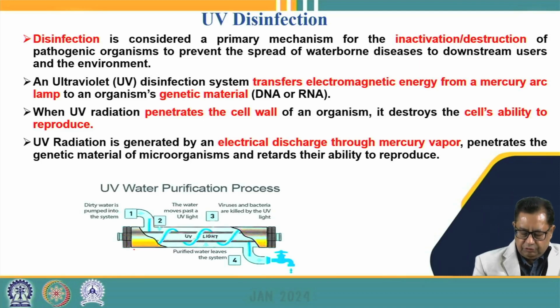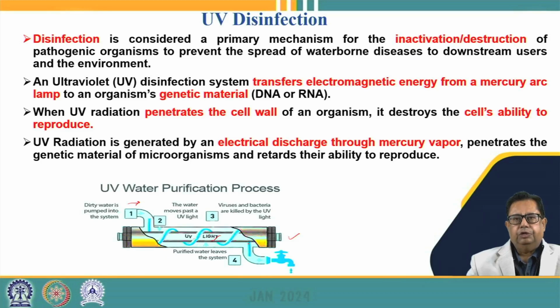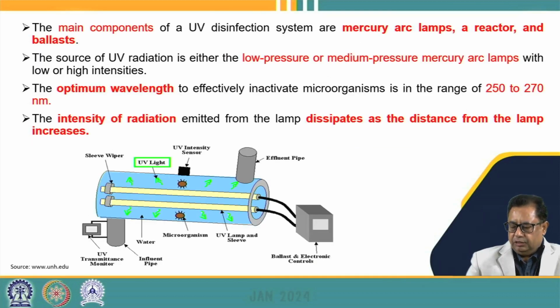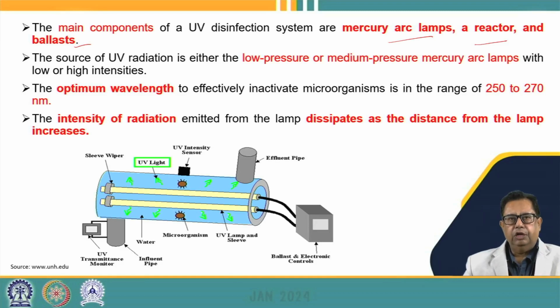So we can see here that the water enters into the UV chamber, or we can say the module, which has the UV disinfection process. So here the water enters and we have a UV light which is generated, and the water basically comes in contact with this UV light. It moves past the UV light for a given amount of retention time so that the microbes and viruses which are there can be killed by the UV light. So the main components of the UV disinfection system are the mercury arc lamps, a reactor in which the water comes in contact with the UV light, and the bellows which are used for the generation of the electrical arc so that the UV light may be generated.